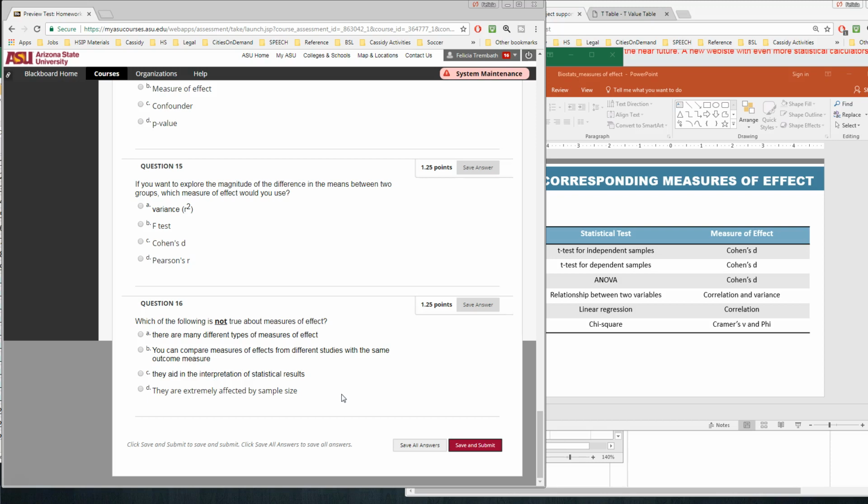So sample size figures into it a little bit, but they're not extremely affected by sample size, which lets us compare from a study with a small sample to a study with a larger sample. So that lets us compare across different types of studies with different samples and different numbers of people in them. So this is false. Measures of effect are not extremely affected by sample size. Okay, and that is the homework on one sample test and measures of effect.